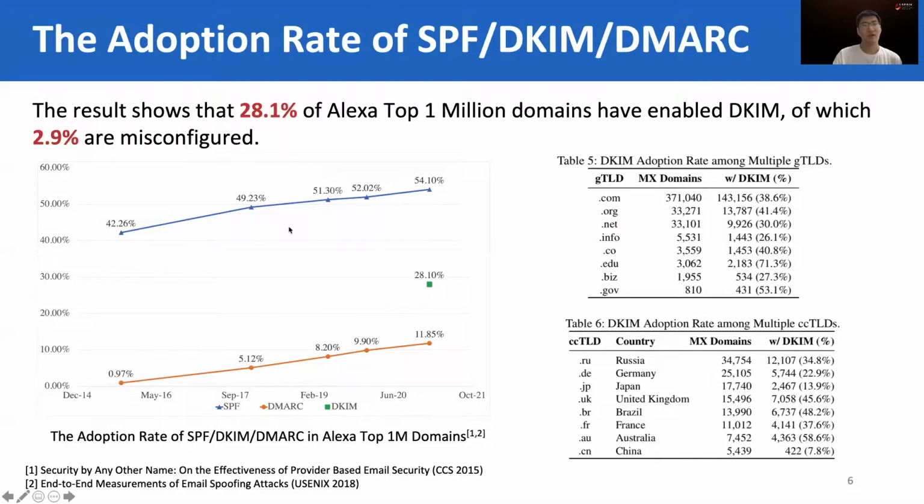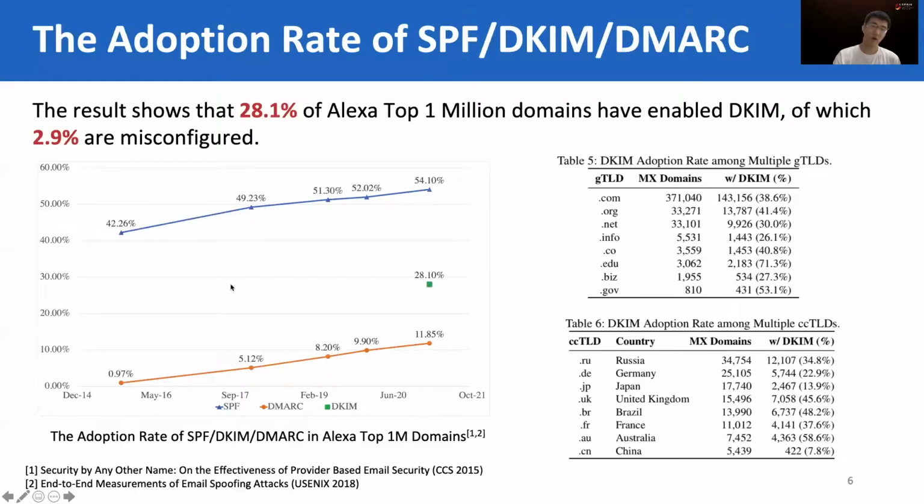The results show that 28% of Alexa top 1 million domains have enabled DKIM, of which 3% are misconfigured. Besides, we also measure the adoption rate of SPF and DMARC by active scanning, and the results can reflect the current status of DKIM deployment from the side. The image here shows the change in deployment rates of SPF, DKIM, and DMARC over the past few years. Part of the data comes from the two papers listed below.